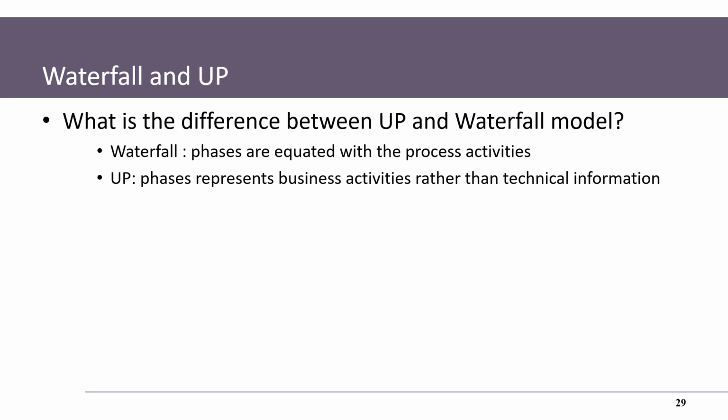Try to compare the Unified Process and the waterfall model. Obviously, we know the waterfall is unidirectional, and the Unified Process is a hybrid model, where in the waterfall the phases are equated with the process activities. That's the simplest thing. And the phases represent the business activities rather than technical information. And this is not simple because of the hybrid and the way things are structured. The two-dimensional view is much better.